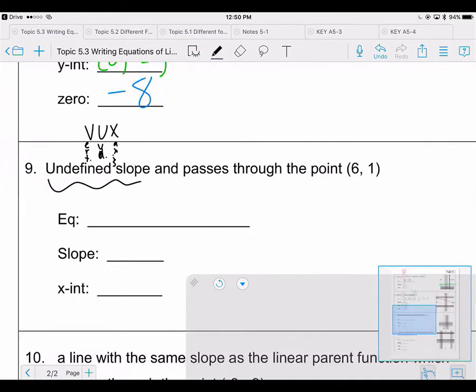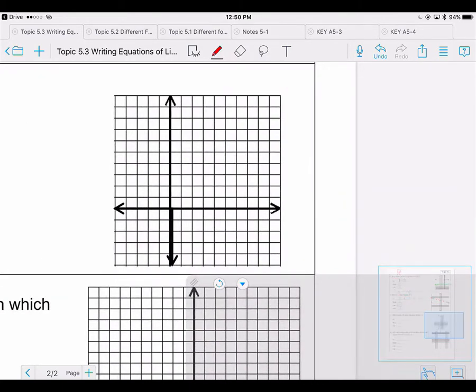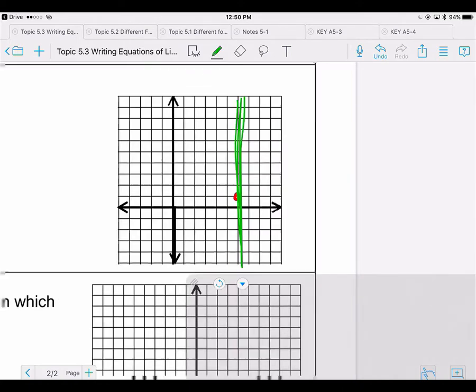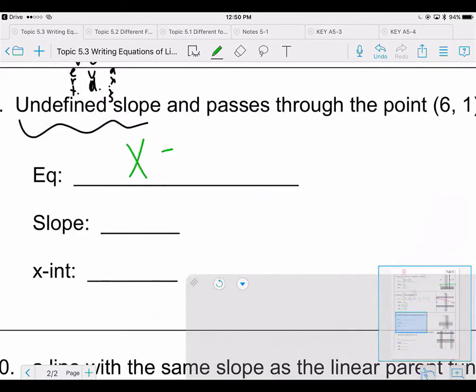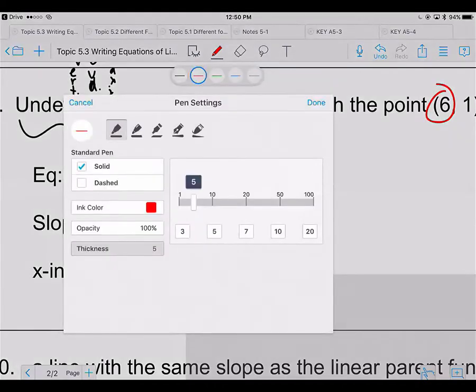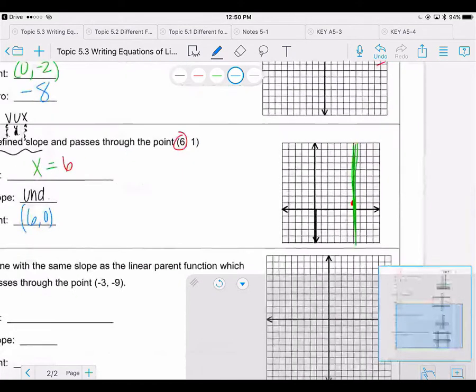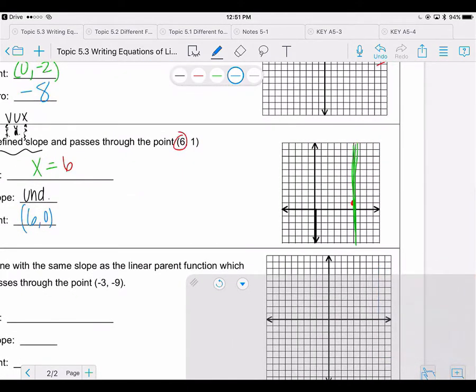So it goes through the point 6, 1, so we go to the point 6, 1. Undefined means it's going to go straight up and straight down. So again, this goes through your x-axis at your x point. The undefined slope was given to us, and our x-intercept is 6, 0. We have no y-intercept, which is why they did not ask for one.